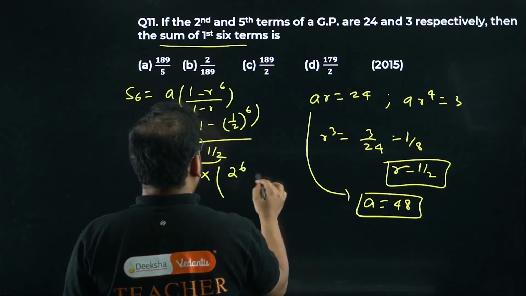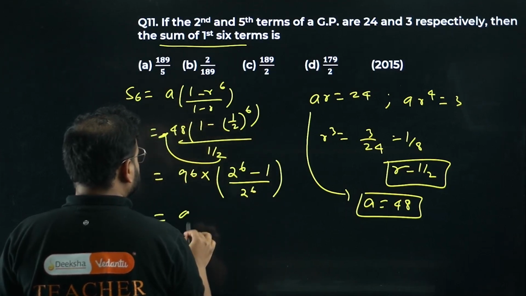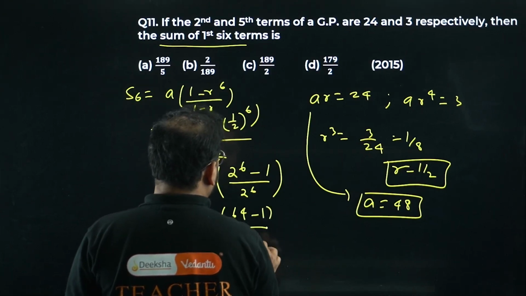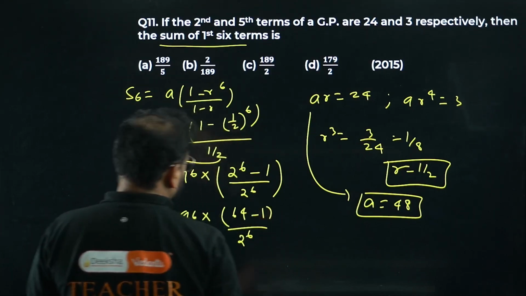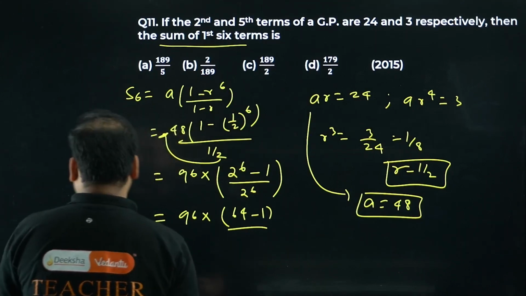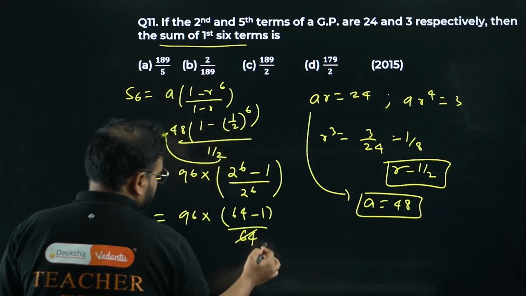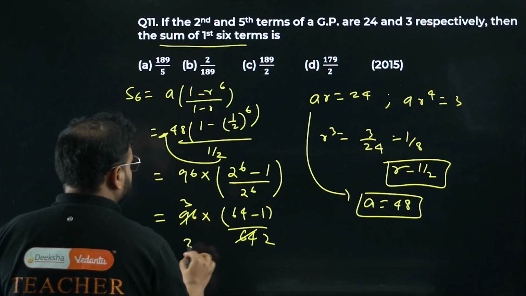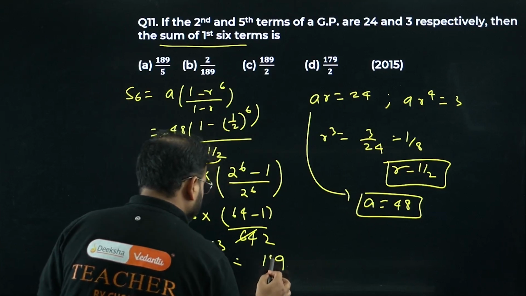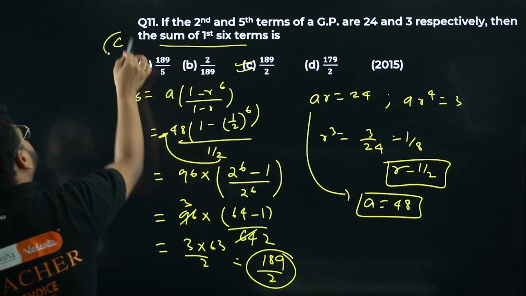2 power 6 minus 1 by 2 power 6. So I get here 96 into 64 minus 1 upon 2 power 6, so it becomes 64 only. So what I have, 32 times 2 is 64 and times 3 is 96. I get here 3 times 63 upon 2. 3 3s are 9, 18. So 189 by 2 is the answer. Option C is correct. 11th is done.